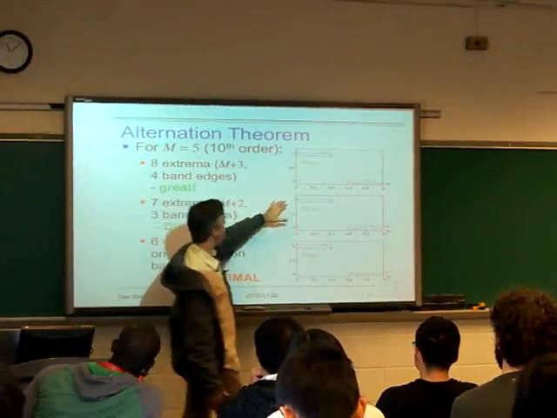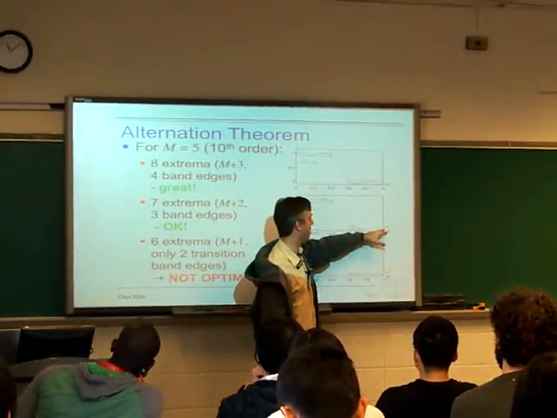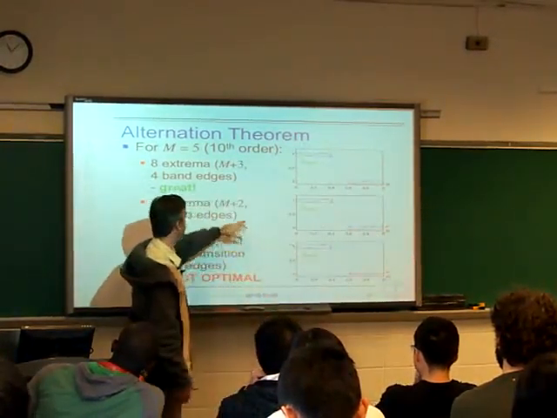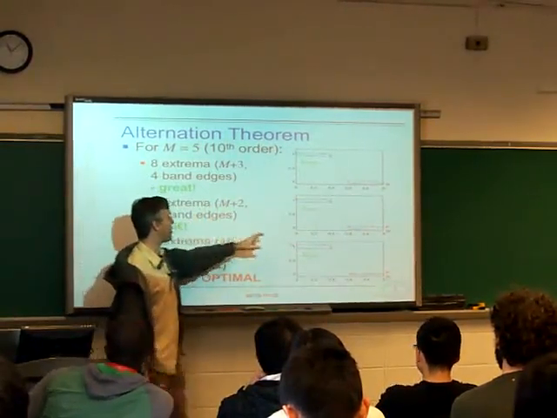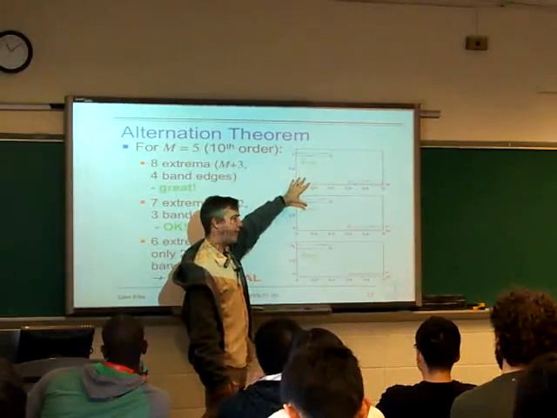Here's another example where we've got almost that, but this last one doesn't quite reach the edge. It goes down to some in-between value in here. But we've still got 7 extrema, so we've still got m plus 2 extrema. So this filter is also optimal. These filters can't both be optimal for the same criteria.